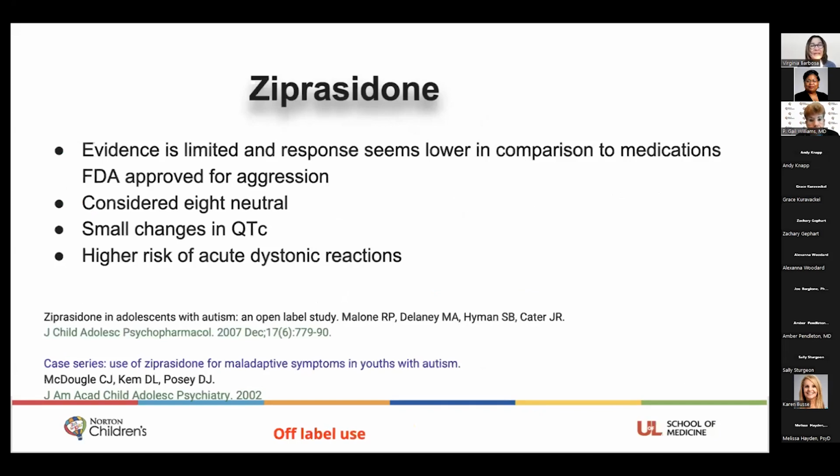Ziprasidone also has some evidence. Again, the idea is that it's still less significant than the medications that have been FDA approved. It's considered weight neutral, with small changes in QTc and a higher risk of acute dystonic reactions.